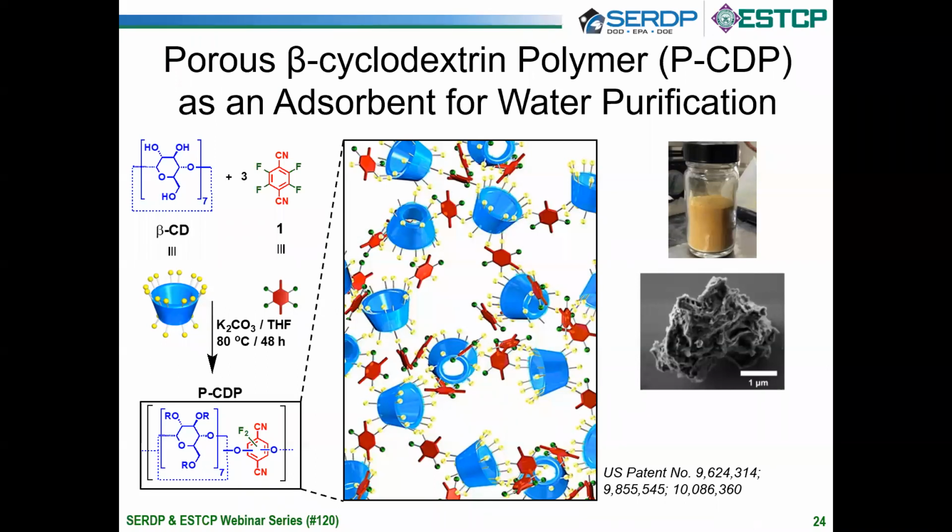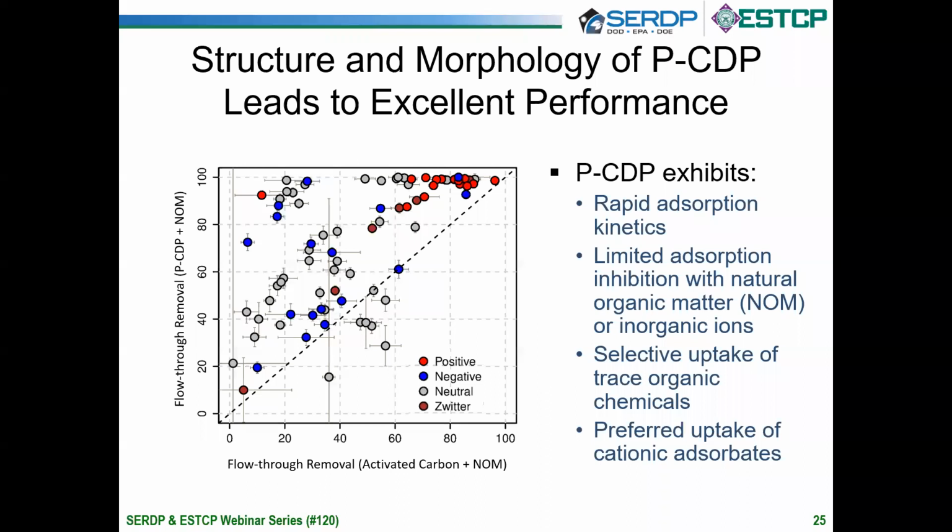The as synthesized material is a yellowish powder with an average particle size on the order of tens of microns in diameter. The permanent mesoporosity and high surface area of the material allows for rapid transport of adsorbates to the interior of the polymer particle, where they can then access the interior cavities of the cyclodextrin monomers, which serve as the primary binding sites. So we have evaluated this P-CDP as an adsorbent for water purification in a variety of ways, and we have learned how the structure and morphology of P-CDP results in excellent adsorption performance relative to conventional adsorbents.